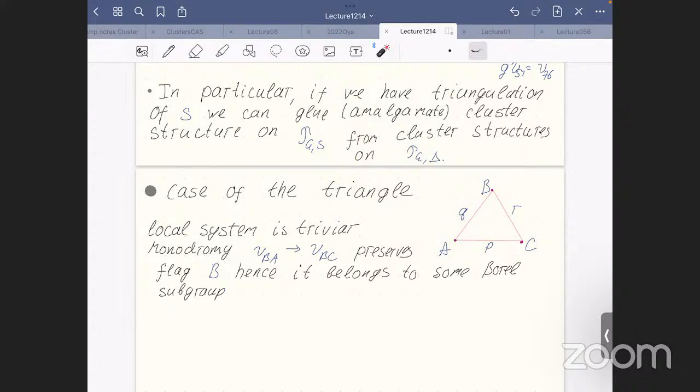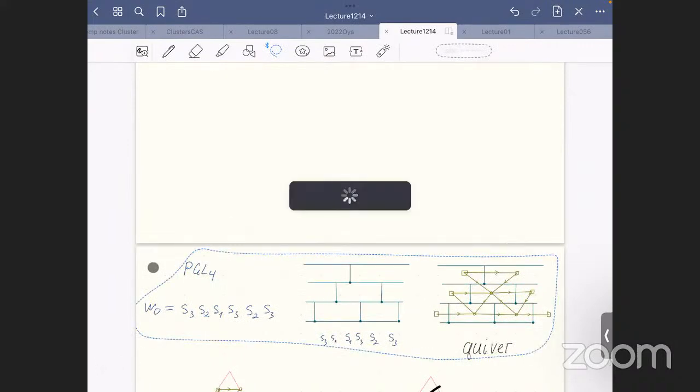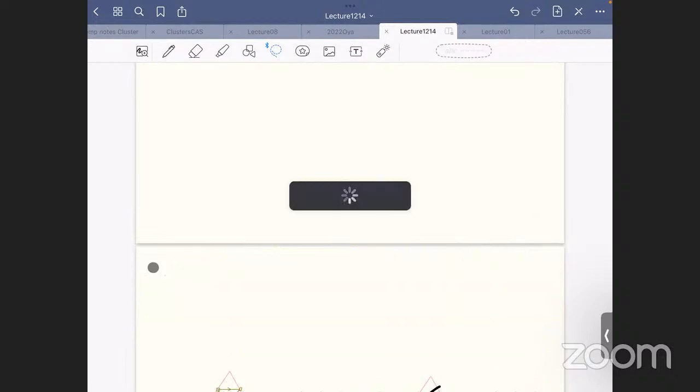So if we define some natural cluster structures here on the space of framed and decorated with pinnings local systems of the triangle, in particular, we define some cluster structure on the Borel subgroup. But actually, we know some cluster structure on the Borel subgroup, because the Borel subgroup is a particular case of the double Bruhat cell. And this is the first thing which maybe I prepared.